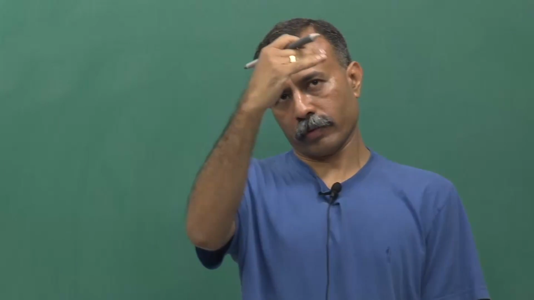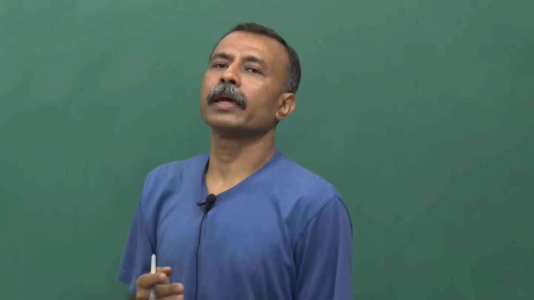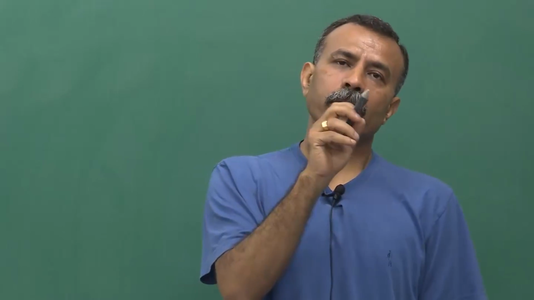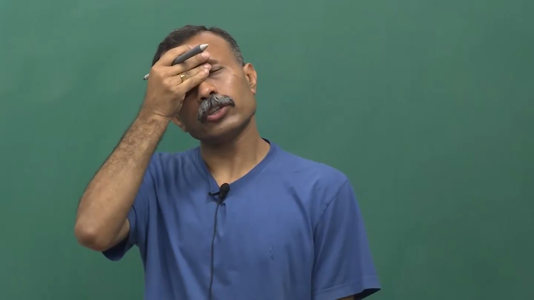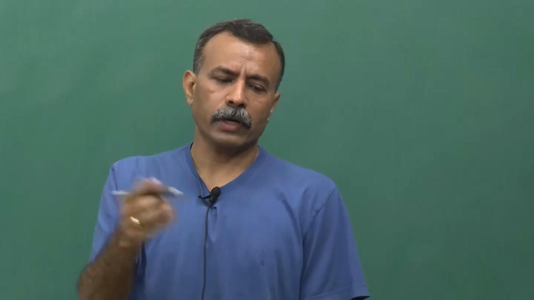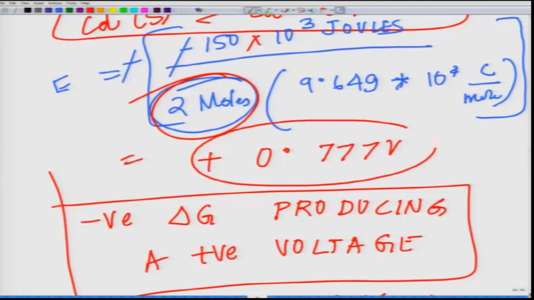So, 150 kilojoule per mole divided by n, which is 2, and F, which is Faraday's constant. You convert the 150 kilojoule into joule by multiplying by 10 to the power 3, and the value we were getting was around, I think, 0.77 or something. If we just do this, this is the value which you obtain.